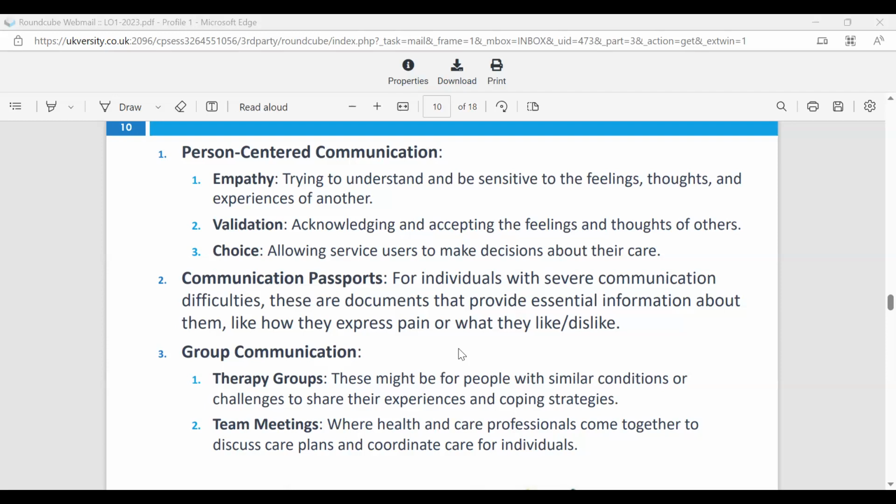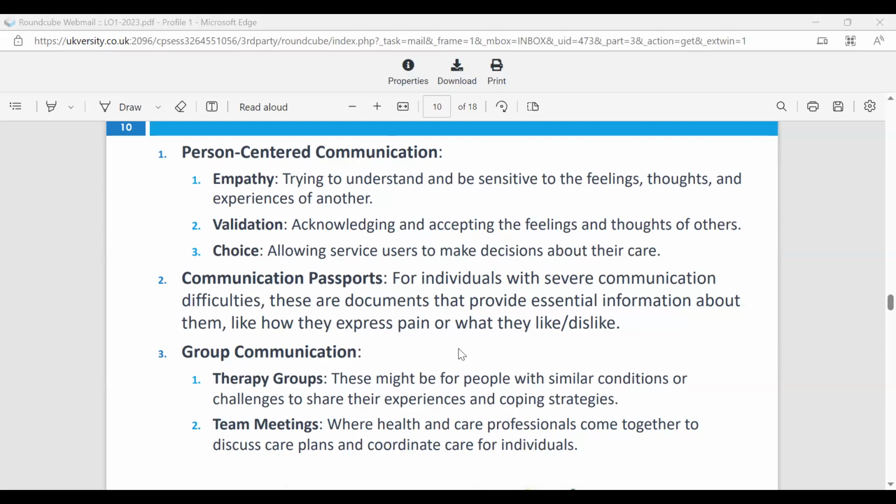The next person-centered communication is choice. So allowing service users to make decisions about their care. Sometimes people want to make their own decisions, and some individuals are quite stubborn that they don't want to take certain medication. You should be able to understand this.